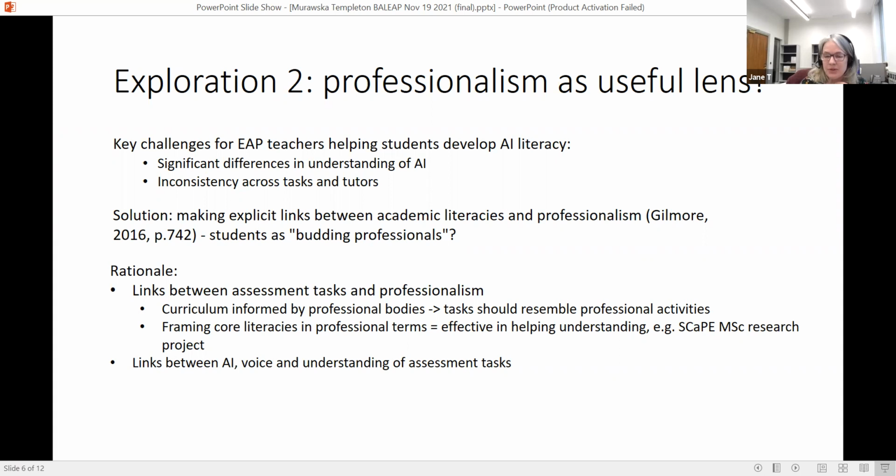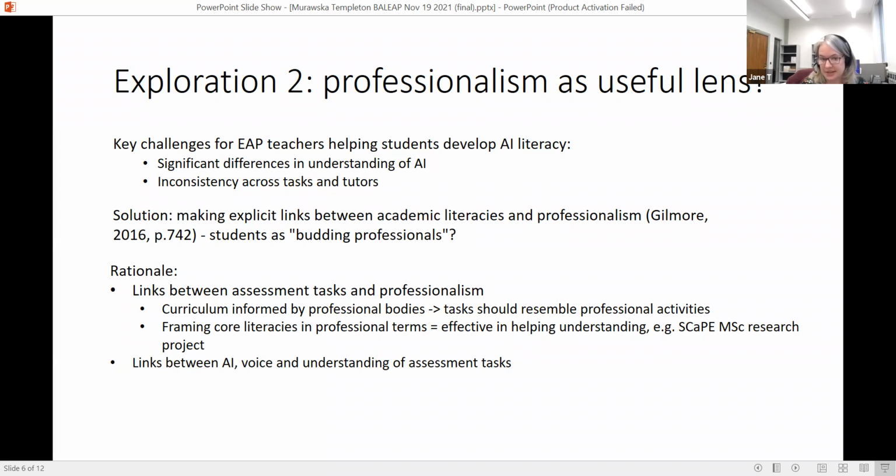Firstly, there are already quite strong links between assessment tasks and professional values. In chemical engineering, at least, the curriculum is informed by professional bodies and is accredited by professional bodies. In fact, I've met some of them this morning. The Institute of Chemical Engineers have been putting the final touches to their accreditation of 2 master's programs and 1 undergraduate program. Therefore, in theory, at least, the assessment tasks should resemble, to some extent, professional outputs and processes.